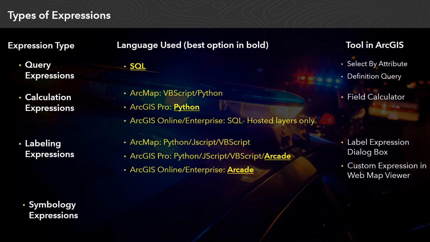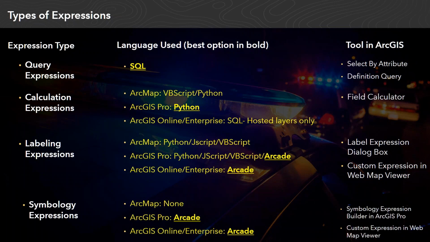And lastly, symbology expressions. Currently, ArcMap does not support symbology expressions. It's a new capability, as I mentioned. They are now available in ArcGIS Pro and ArcGIS Online and ArcGIS Enterprise using Arcade, and you'll find them either in the symbology expression builder in ArcGIS Pro or as a custom expression in the web map viewer.